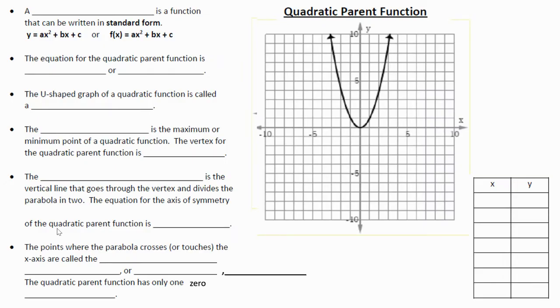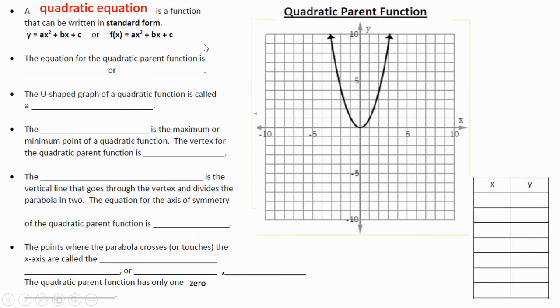All right, let's start with some basic vocab. A quadratic equation is a function that can be written in standard form, and I've given you the standard form here. And we could write it in regular notation or in function notation. Remember that f of x is the same thing as y. And so we have ax squared plus bx plus c. That's the basic form of a quadratic function. You can see an example of a quadratic function on the right.